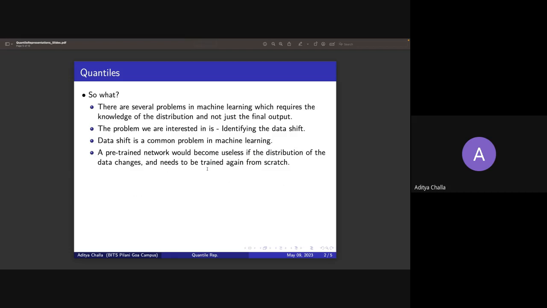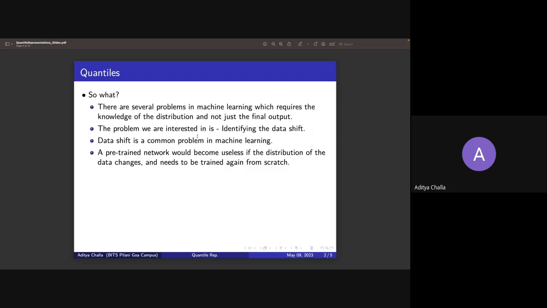Now, why are we interested in this? The thing is, there are several problems in machine learning which require us to know not just the output, but we want to know the distribution. If you want to identify the calibration properties, or if you want to identify whether it is out of distribution or not, these things require us to actually identify what is the distribution of the data, not just whether it's a cat or a dog.